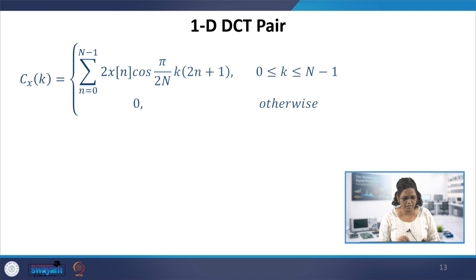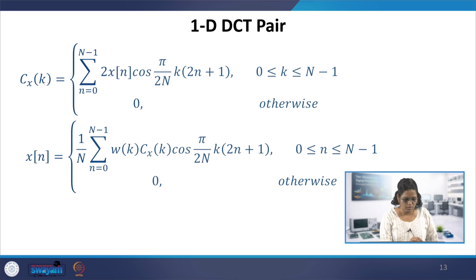So the DCT pair can be described as follows, that is 2 x of n cos pi by 2n to k 2n plus 1. This is to obtain the DCT coefficient from x of n, and if you know the Cx of k, you can obtain the x of n from this inverse DCT. So this would remain the same here.